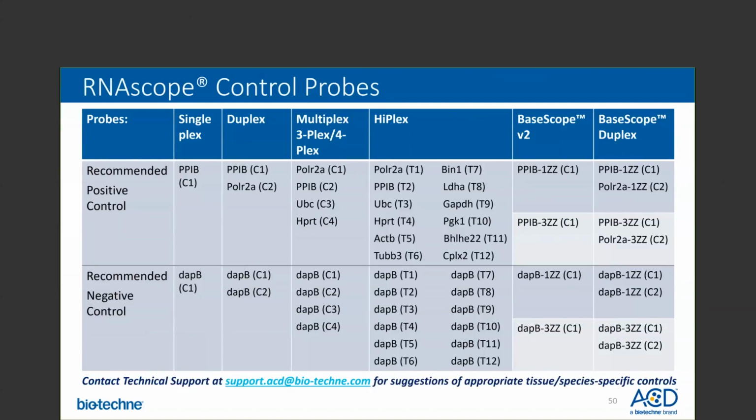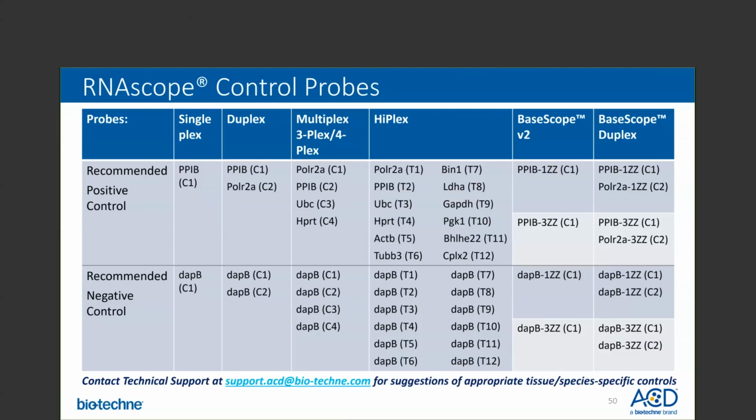Duplex assays use PPIB as a positive control and DapB as negative control. PPIB is a housekeeping gene, and most normal tissues are expected to show moderate PPIB expression, while DapB is from a Bacillus bacterium and should not pick up any signals in samples from other species.